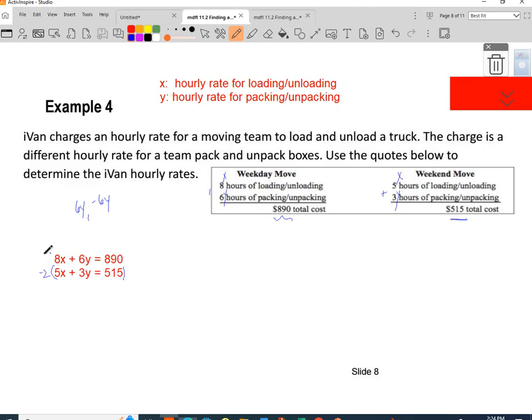Now I'm going to add them together. I'm going to bring down that first equation first, and then I'm going to multiply the second equation.